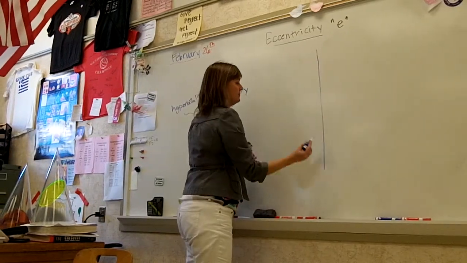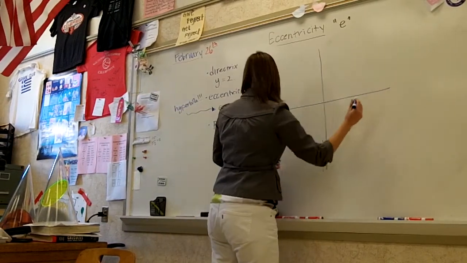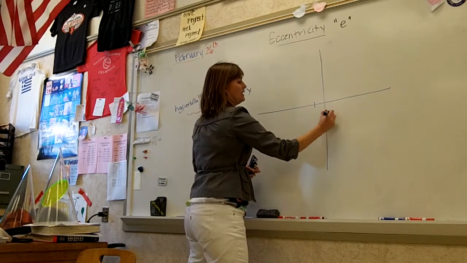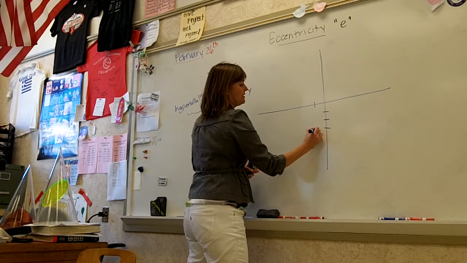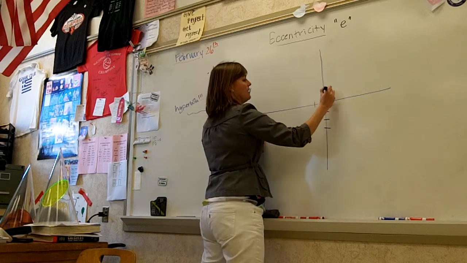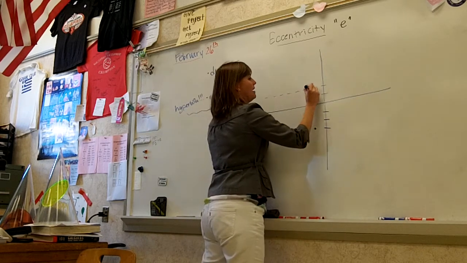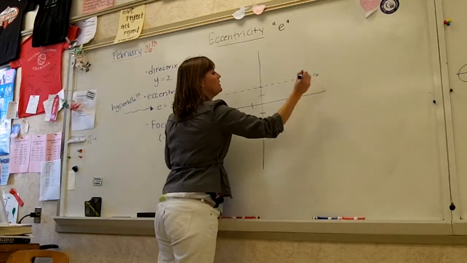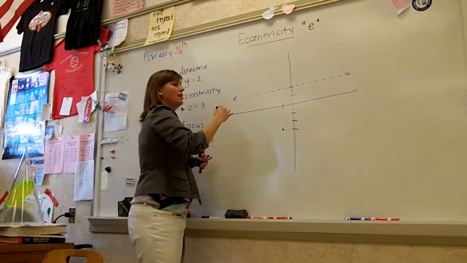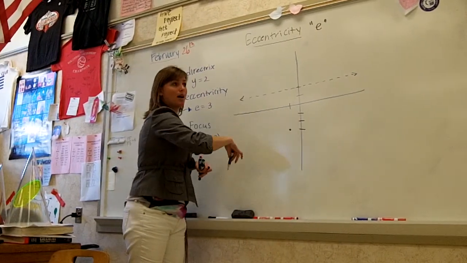So let's see. I know my focus is at -1, -3 down here in the third quadrant. I know my directrix is at y equals 2. So if it's at y equals 2, then the hyperbola has to be opening up and down.